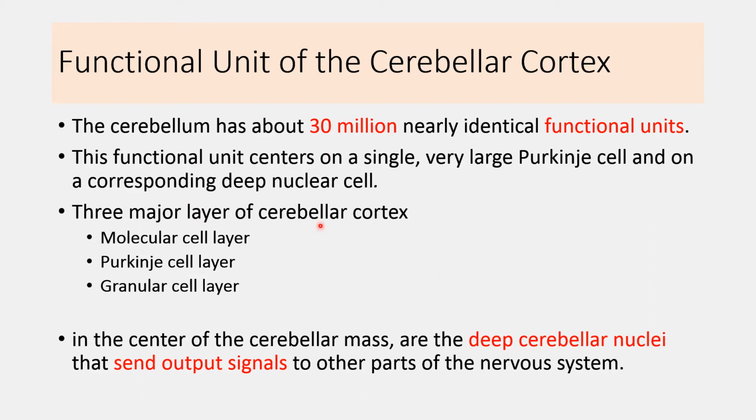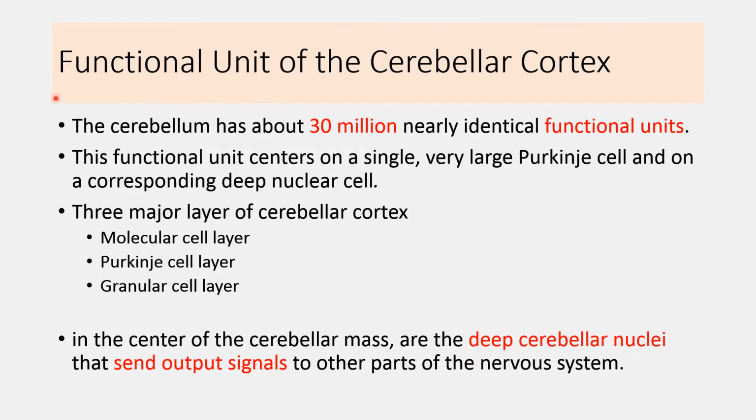Now various cells present in the cerebellar cortex are present in three layers: molecular cell layer, Purkinje cell layer and the granular cell layer. The molecular cell layer contains basket cells and the stellate cells. The Purkinje cell layer contains Purkinje cells, and the granular cell layer contains granule cells and the Golgi cells. From the Purkinje cell layer, information is transmitted to the deep cerebellar nuclei. The deep cerebellar nuclei are the dentate nuclei, interposed nuclei, and the fastigial nuclei, and they send output signals to the other part of the nervous system.